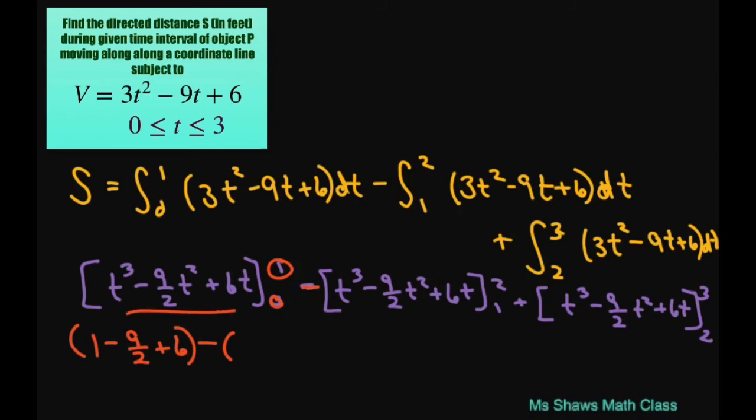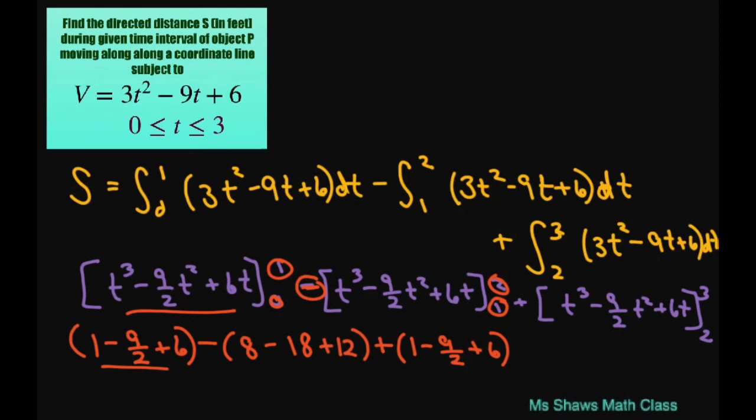Now for this one, we're going to do minus, substitute in the 2. That's going to be 2 cubed is 8, minus 2 squared times 9 halves, which is 18, and then plus 12. Then you're supposed to subtract the 1, but because we have a negative, we can just put plus, and that's the same thing we got here, which is 1 minus 9 halves plus 6.